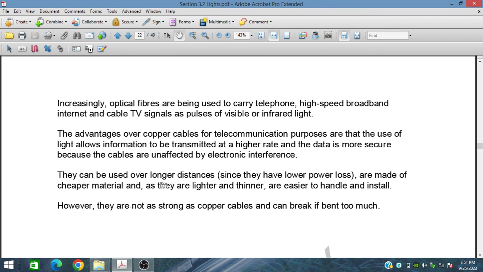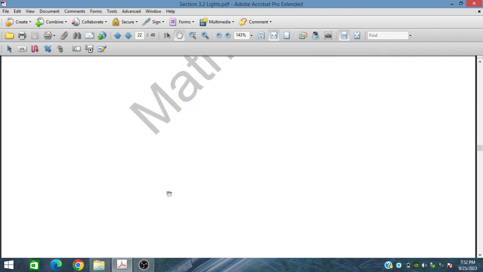This can be used over long distances since they have lower power losses and are made of cheaper material, and they are lighter and thinner and are easier to handle and install. However, they are not as strong as copper cable and can break if bent too much. So this is fragile, but it is highly economical, and the data transmission rate is very high. So high-speed broadband connections use these optical fibers, which work on the total internal reflection phenomenon.